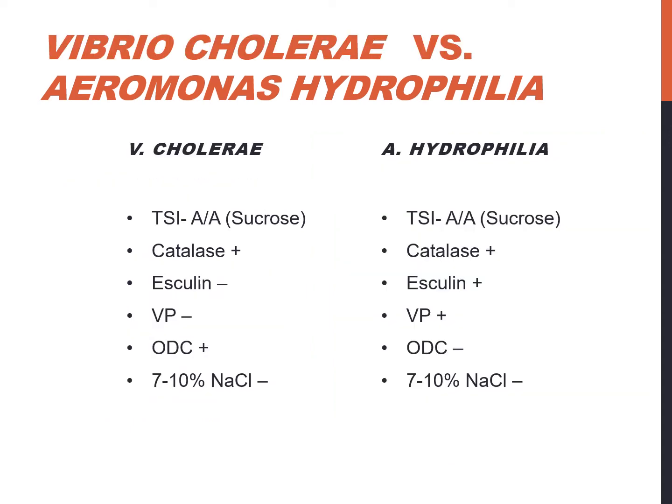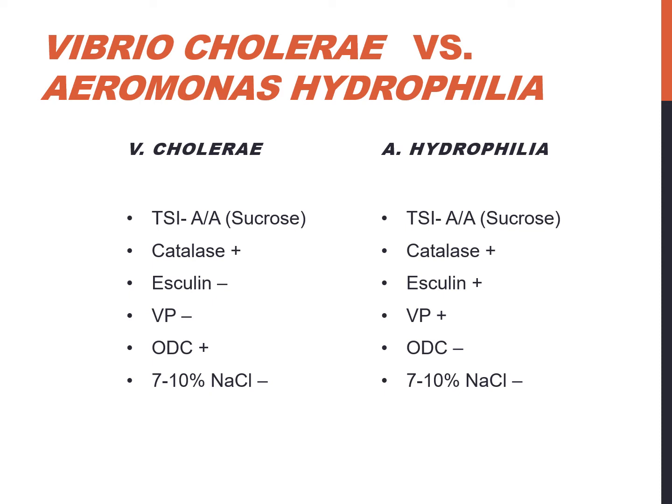Here we can compare Vibrio cholerae to Aeromonas hydrophila, and you can see that the TSIs are both the same at acid over acid. The catalase is the same. Vibrio cholerae is esculin and VP negative, while Aeromonas is esculin and VP positive. Vibrio cholerae is ODC, or ornithine decarboxylase, positive, and Aeromonas is ornithine decarboxylase negative.